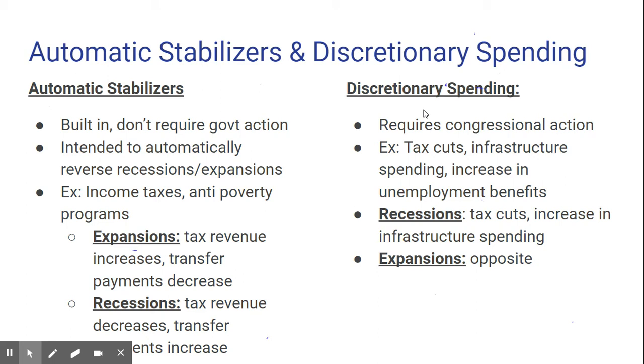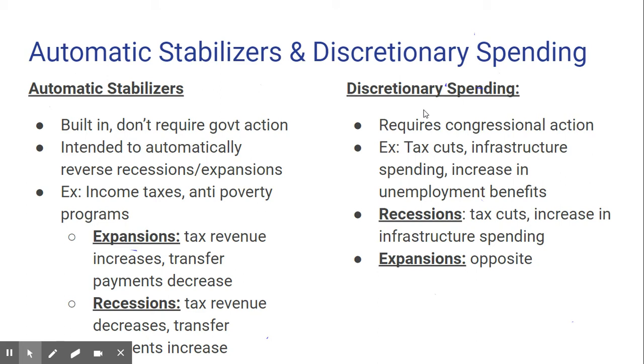It has to be done at the discretion of Congress. It requires further congressional action. So the stimulus bill that was passed, I think in April, if I recall, was a great example of discretionary spending. The automatic benefits that people receive, like food stamps and lower income tax and unemployment benefits, that's an automatic stabilizer. So here's how automatic stabilizers would regulate the economy when it's going too well.